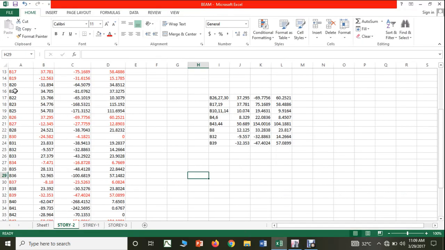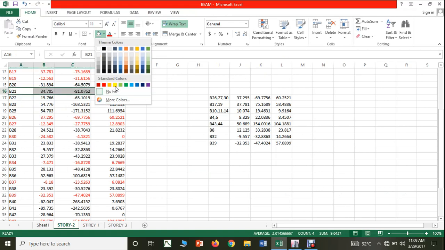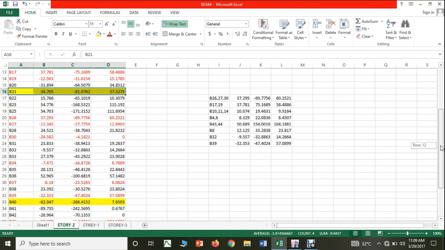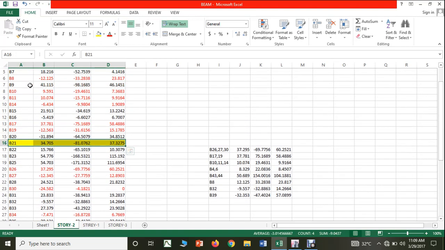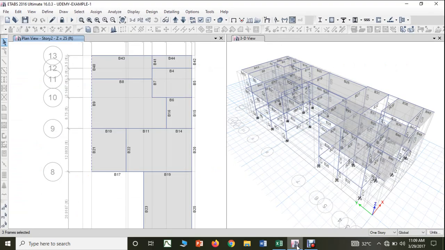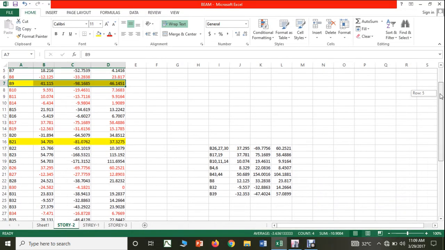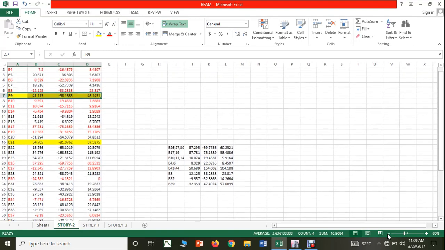So 21, 40, 21 and 9. I told you that whatever B9 has, the same will be provided to 40. Now if I reduce the size, you can easily compare.